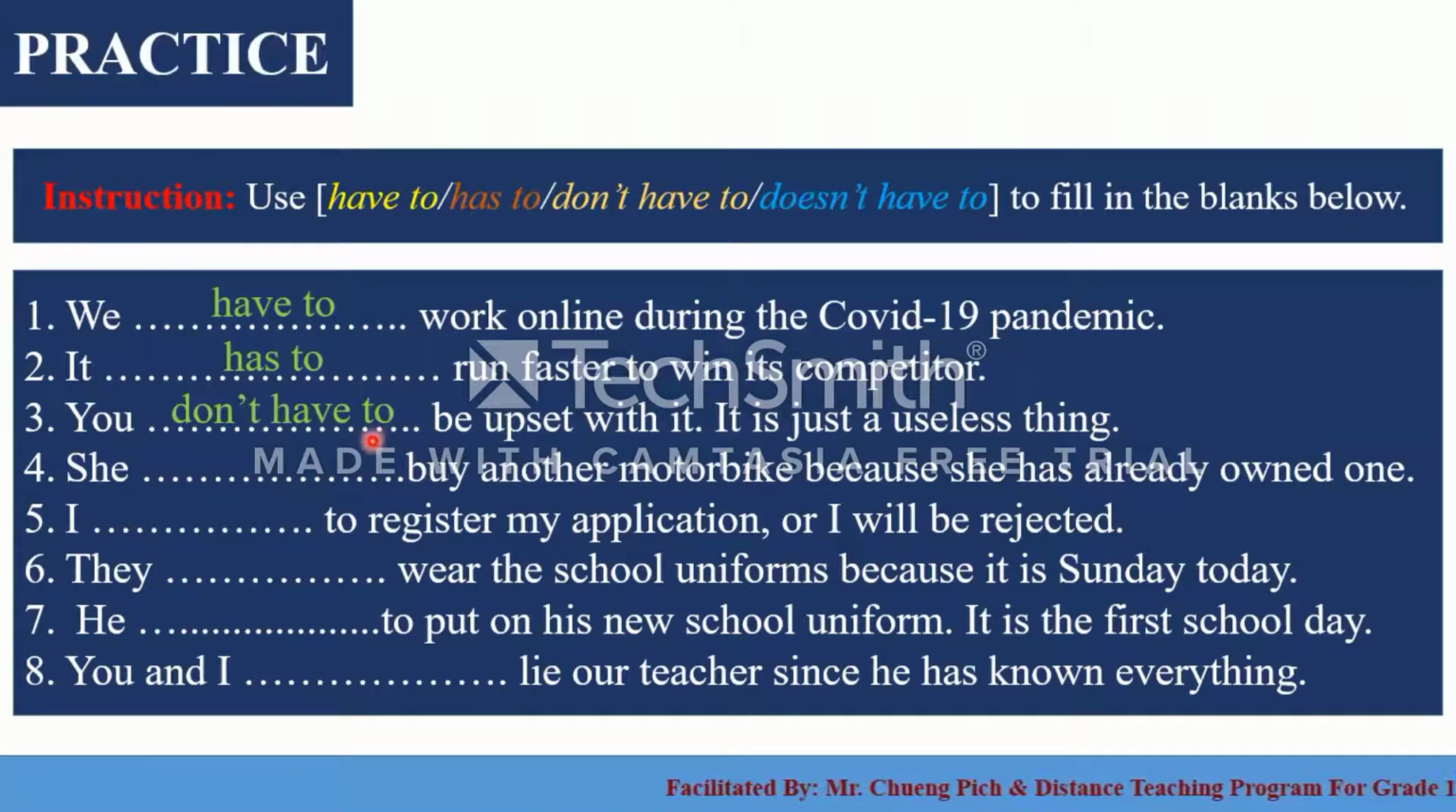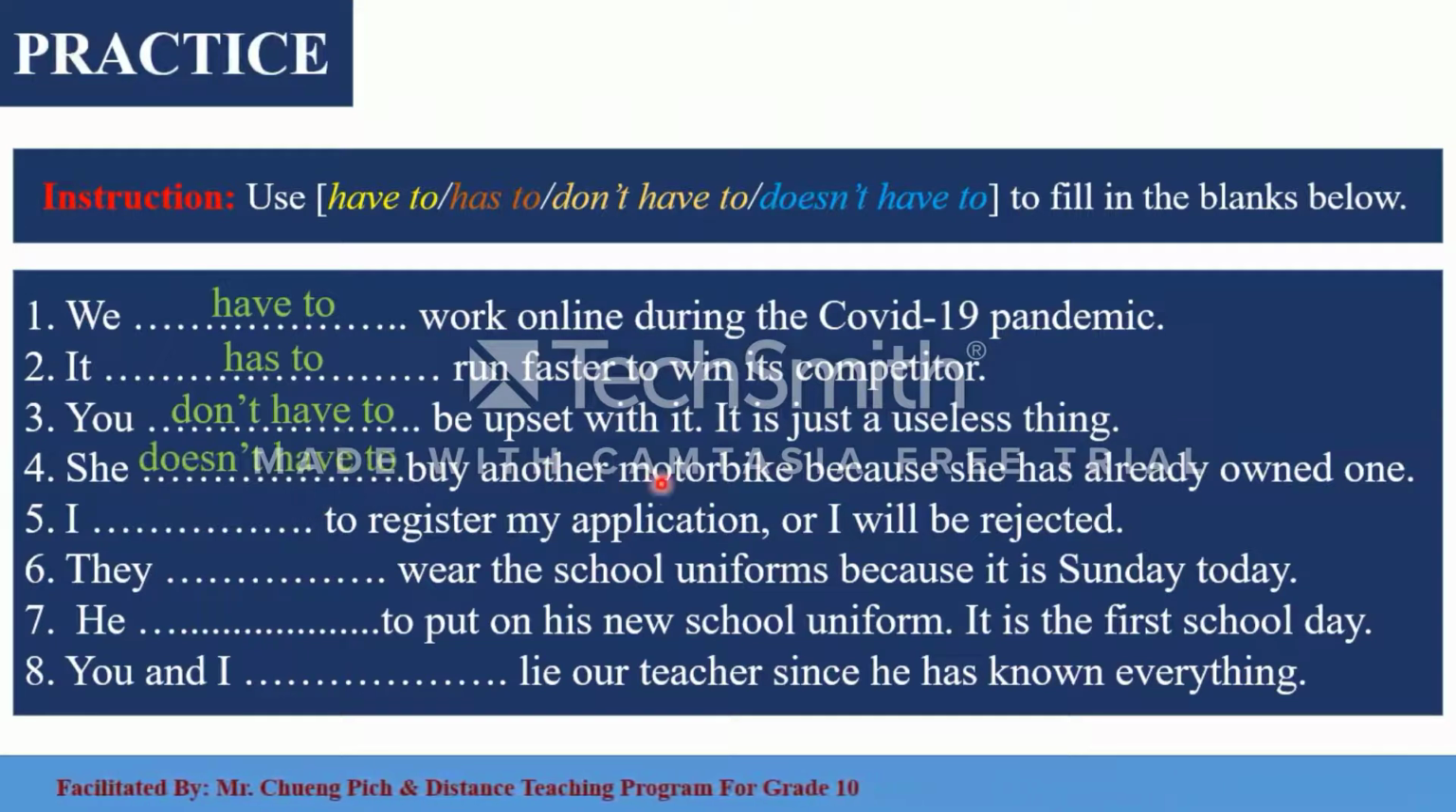So see the meaning of it and choose the correct answer. So let's check it together. She doesn't have to buy another motorbike because what? Because she has already owned one. Yeah. Number five, I to register my application or I will be rejected.